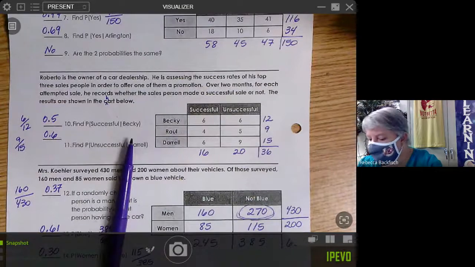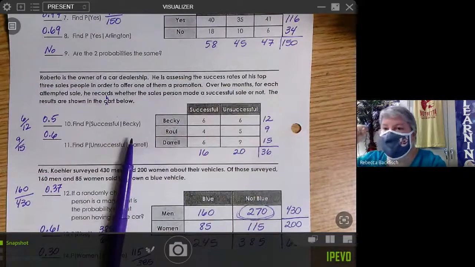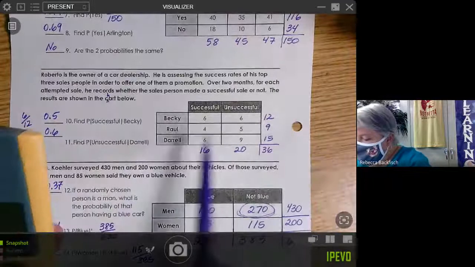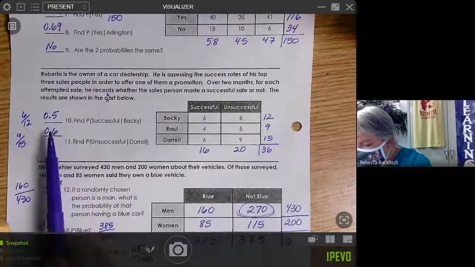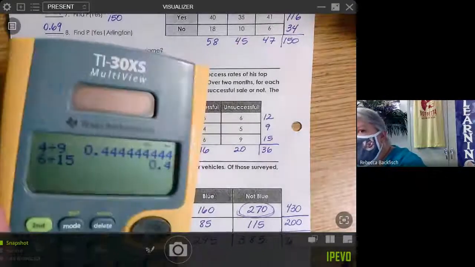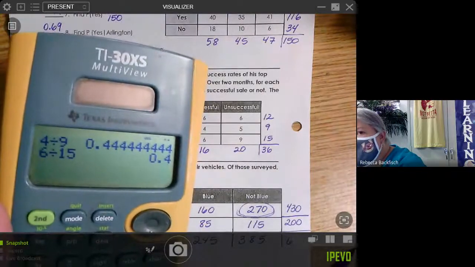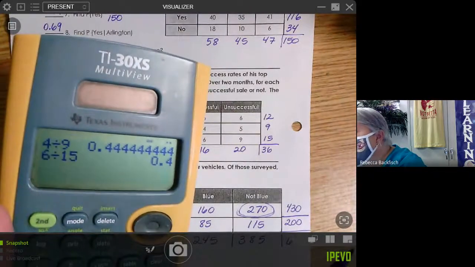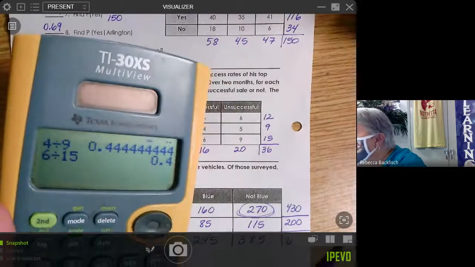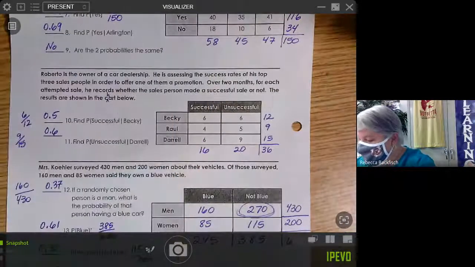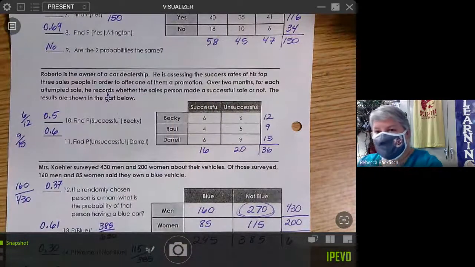Who should get the promotion? Becky should, because people who are named Becky are awesome, because that's my name. Okay, no, because Becky's success rate is 0.5. Raul's success rate is 0.44. Daryl's success rate is 0.4. So it's very easily mathematically justifiable to give the promotion to Becky. Questions on any of this?